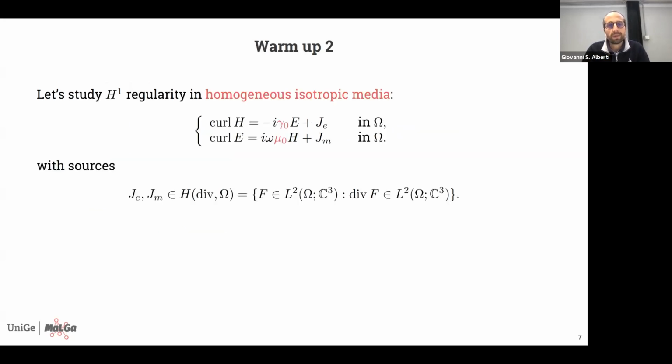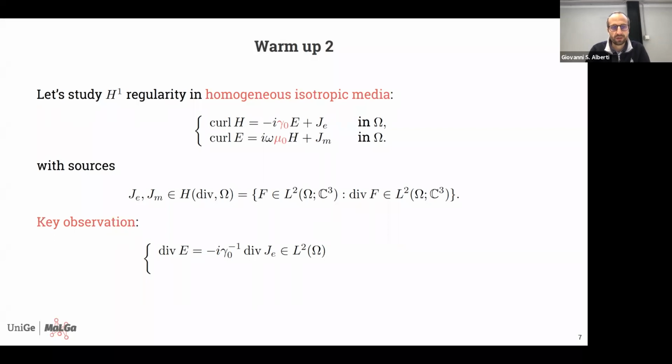The second warm-up is to consider a case where I don't have the zero frequency, so omega may not be zero, but I consider homogeneous isotropic media. So this means that my two coefficients are constant and scalar. So this is an easy setting, but let's see whether in this simplified scenario, I can say something. So in this case, I suppose that the sources are in H(div), which means that their divergences need to be in L2 as well. So let's see what happens here.